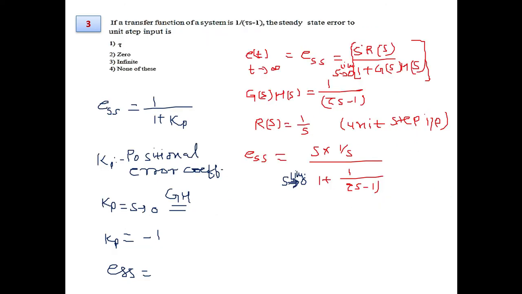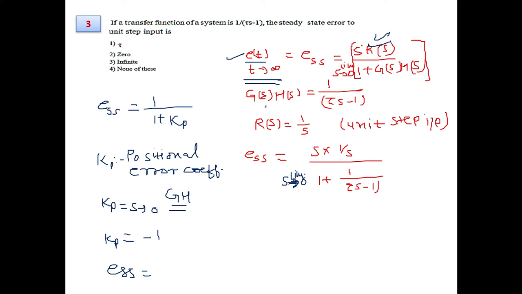Next, for question number 3, the transfer function of system is given and the steady state error with reference to the unit step input is to be obtained. So this given transfer function is loop transfer function G(s)H(s), and we have to determine the steady state error. By steady state error, we mean the error when time is tending towards infinity. So this is the general formula of finding the steady state error, which is limit of sR(s) over 1 plus G(s)H(s), and s is tending towards 0.